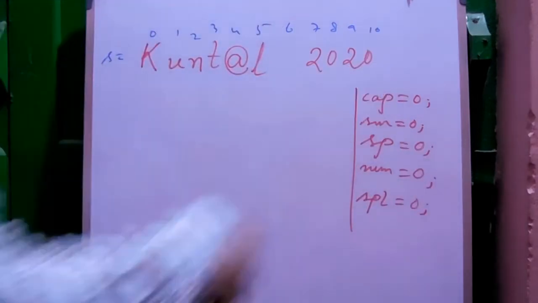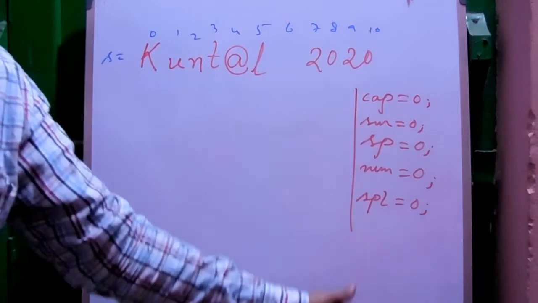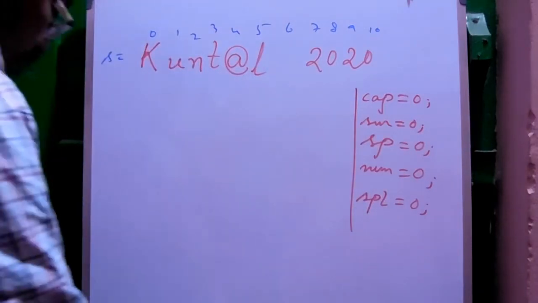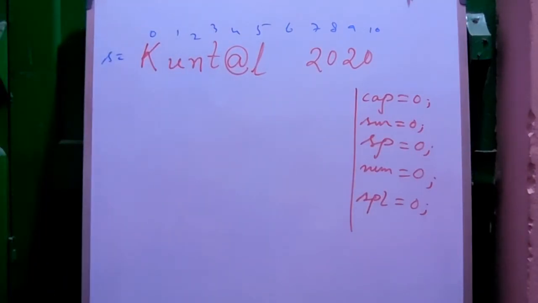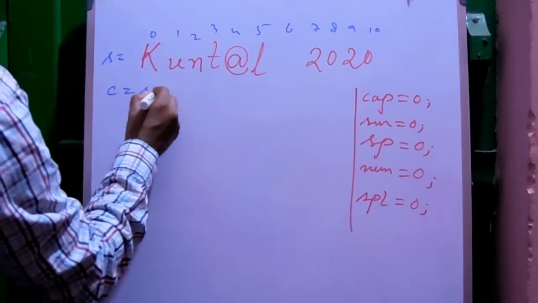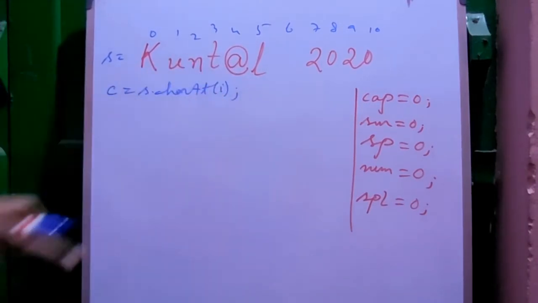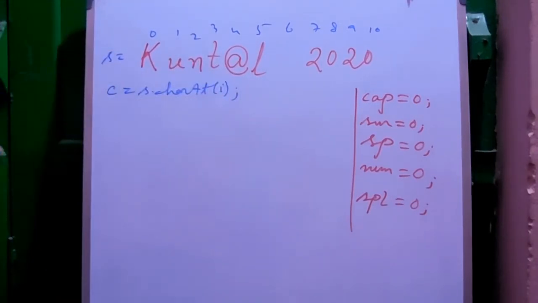That is also 0. So all these 5 are the counters. For counting, we have taken 5 counters. Now suppose we have already extracted a character and stored it into C. So C will be S.charAt(I), and this we will obviously put in the loop, and the loop will be the same here.